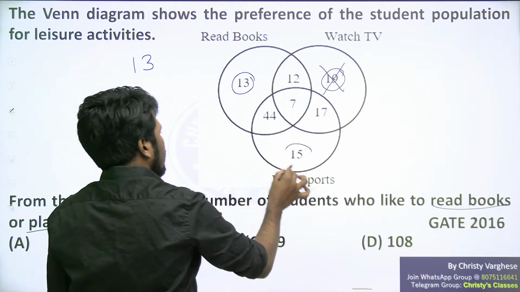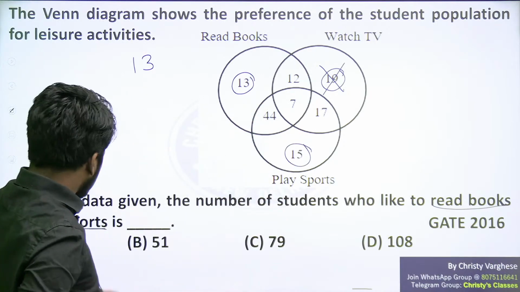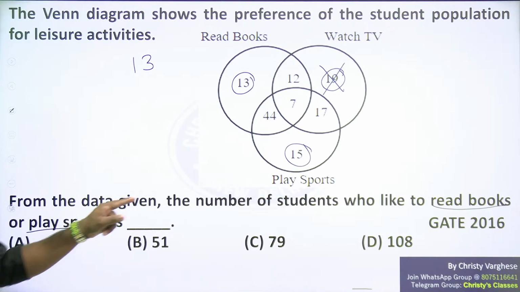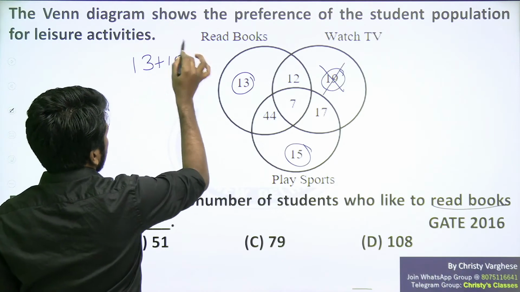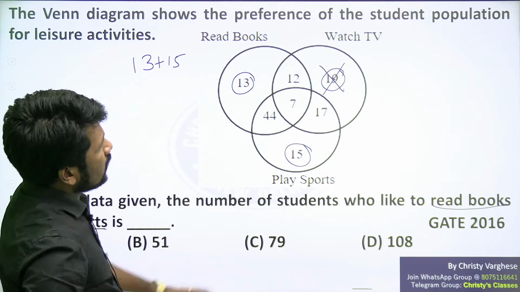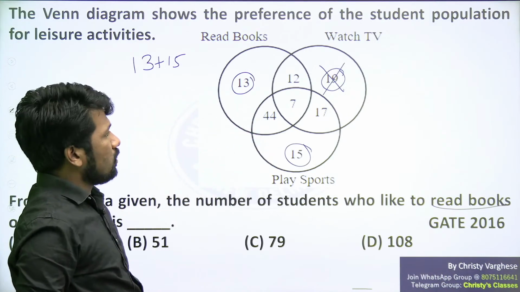What about this 15? Yes, they play sports. They come under this category. So read books or play sports. So 15 should be counted. So only one thing doing people, 13 and 15 should be counted.